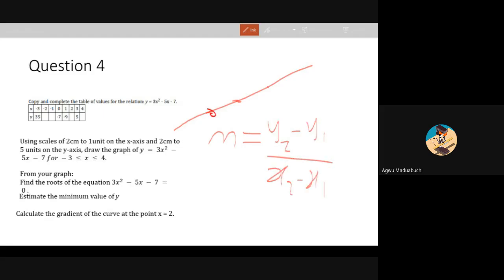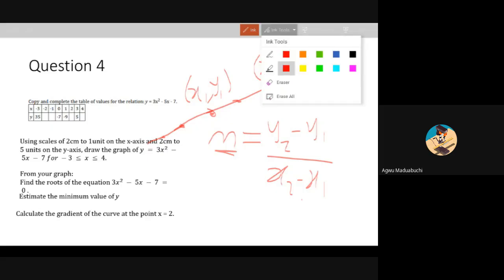So if I pick this point, let's say this is my x1, y1, and I pick another point, say x2, y2, if I input it in this formula, I will have the gradient of that line. If somebody else picks any other 2 different points, as long as it's the same straight line, we will always have the same gradient. So the gradient of a straight line is the same throughout.